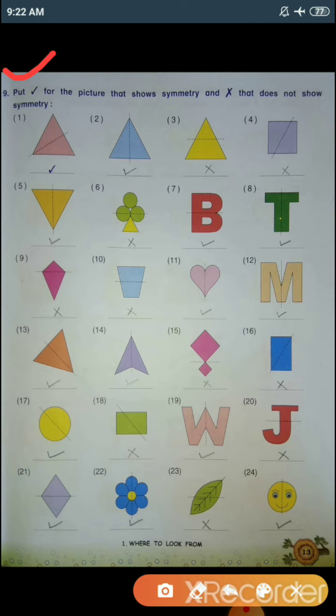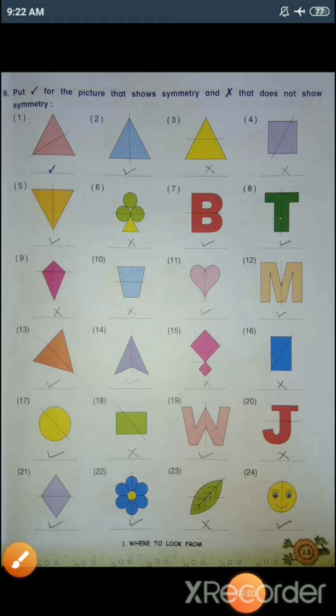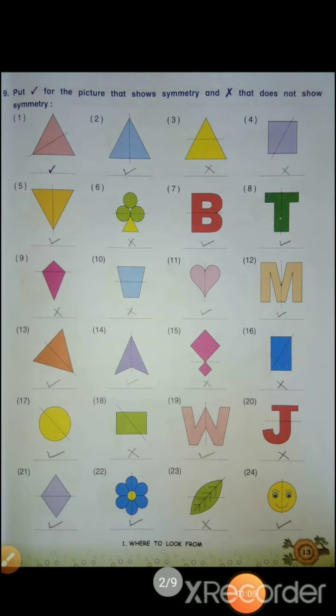So first of all, what do you mean by symmetry? Symmetry means when we divide any shape into two equal halves, at that time the shape shows two same patterns. It is called symmetry. So let's start with question number 1.